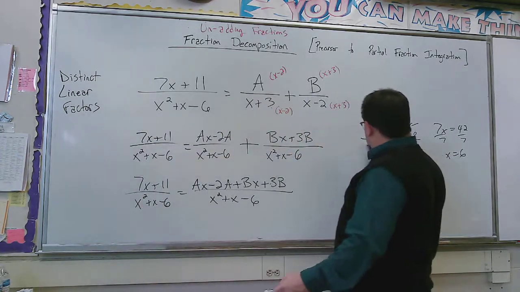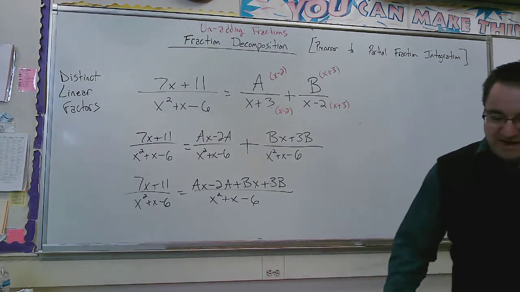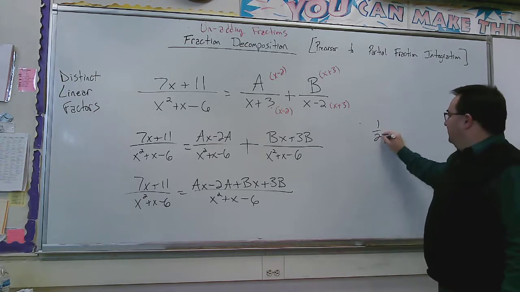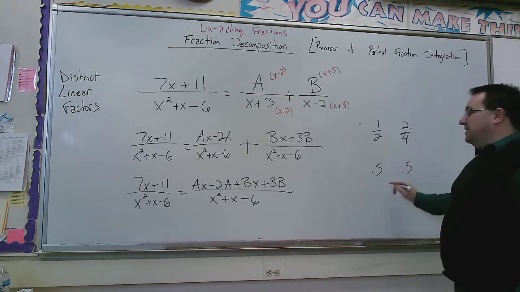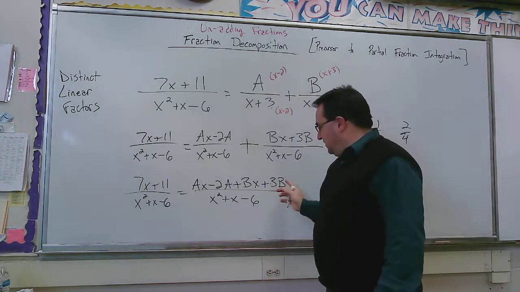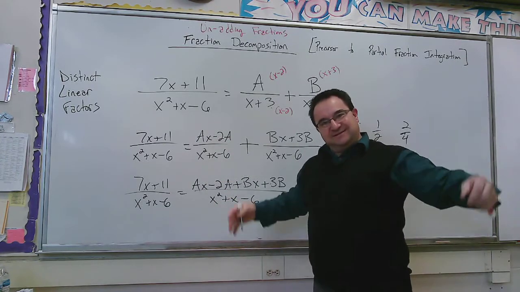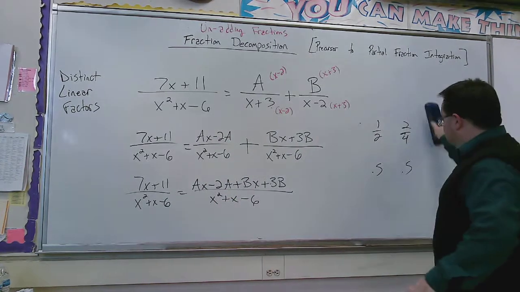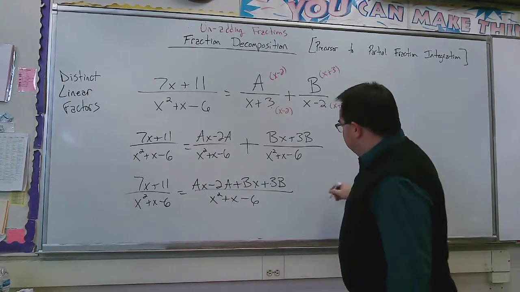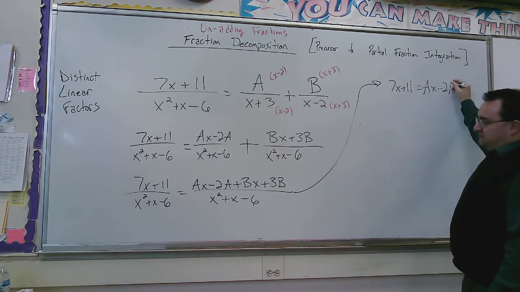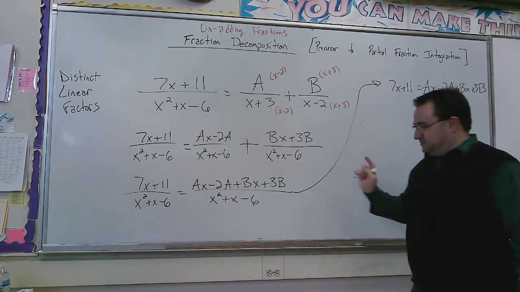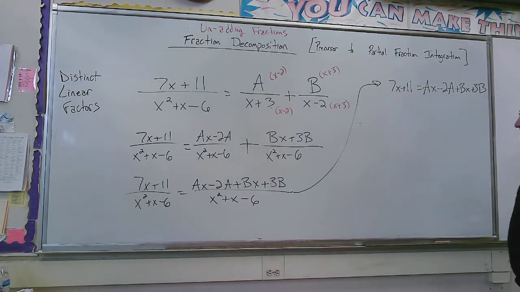Now, at first, people who are new to this don't see how that's possible. It's like 1/2 and 2/4. They look different, but underneath, they are the same thing. If I knew what all these variables were, and I plugged them in, I'd get the same number. These are the same thing, but they look different. So what that means is I can just say this, because of logic. I do not want to cross multiply that thing. I do not want to do that. Now look at what I have here.